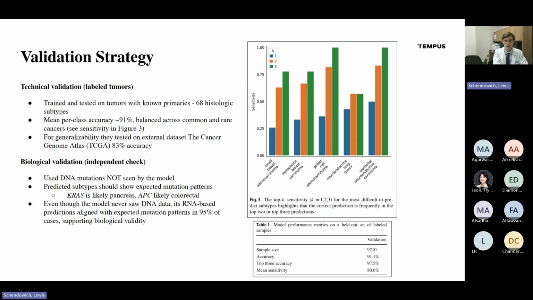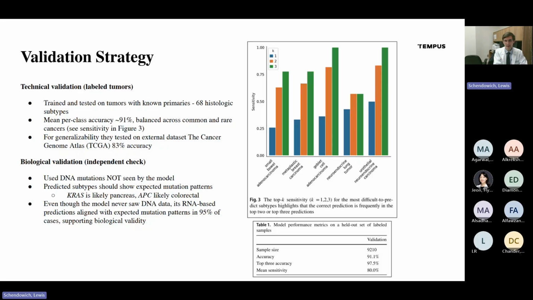The validation strategy, remember, they're separated into training and validation. It was validated in a couple of different steps. First, the technical validation, specifically the labeled tumors. It was trained and tested on tumors with known primaries, like we talked about, 68 histologic subtypes. The mean accuracy was around 91% balanced across common and rare tumors.